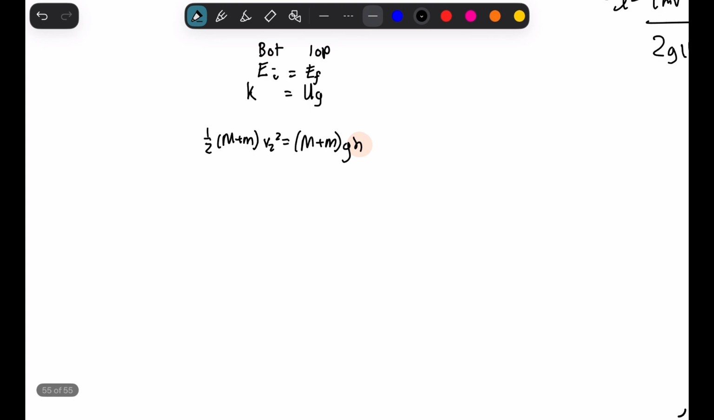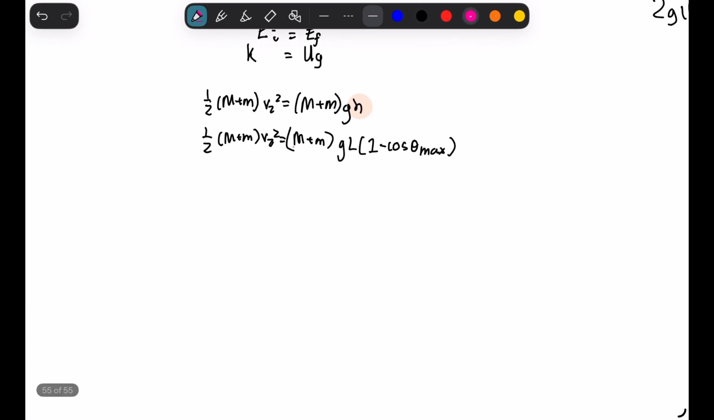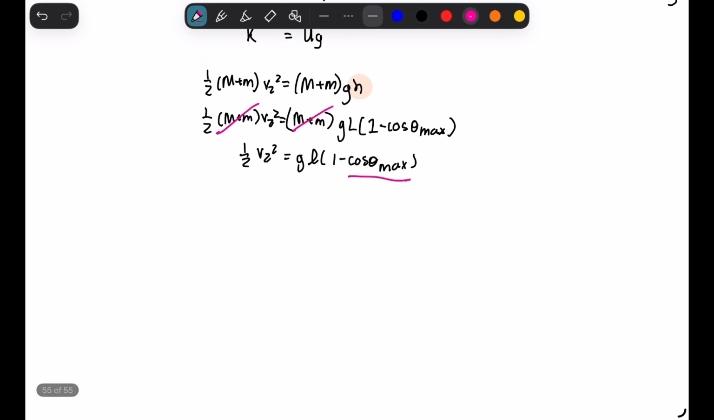So what we're going to have is 1/2 (M + m) v2 squared is equal to (M + m) g L (1 - cosine θ max). So we have M plus m on both sides, so we can actually cancel that out. And this will equal 1/2 v2 squared and g L (1 - cosine θ max). Now we want to solve for cosine θ max.